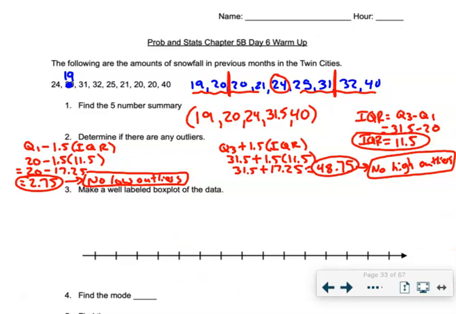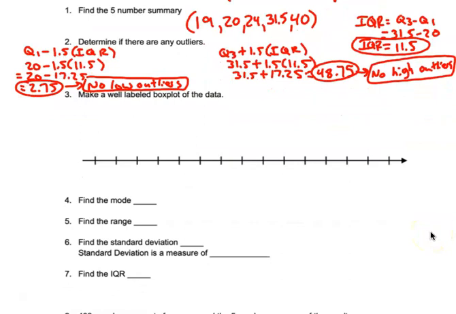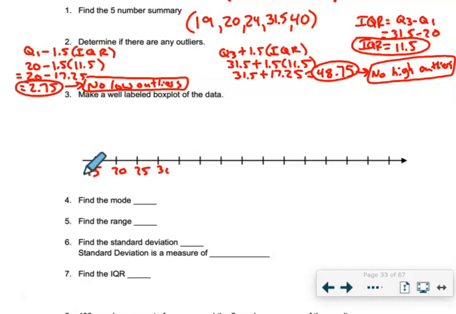Let me scroll down, see if I can get that. There we go. All right, so then we have to go from 19 up to 40. So we can just do something like this where we maybe start at 15 and go up by 5s, something like that.